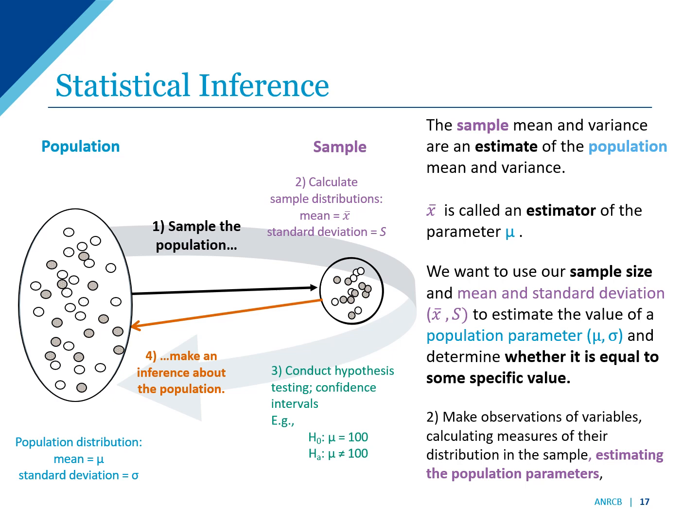The sample mean and variance are an estimate of the population mean and variance. X bar is called an estimator of the parameter mu. If mu is the mean in the population, the true mean, X bar is the mean in our sample. We want to use our sample size and mean and standard deviation to estimate the value of a population parameter and determine whether it's equal to some specific value. That is the goal of our second step in making observations of variables and estimating the population parameters.